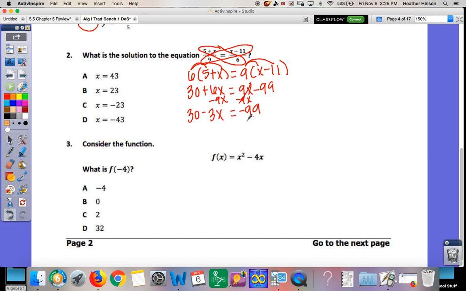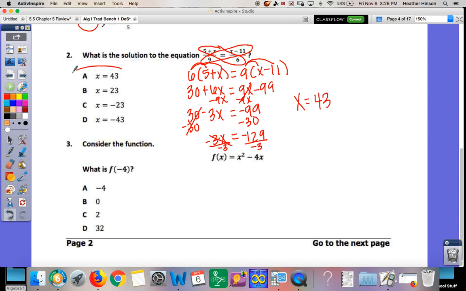How do we get our numbers together? Same thing, just subtract it over. So negative 3x equals negative 129. How do you get rid of negative 3? Divide, because that's negative 3 times x. So divide it out. And negative 129 divided by negative 3 is 43.